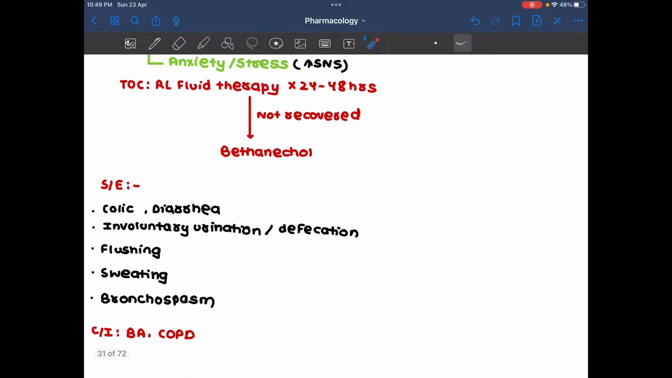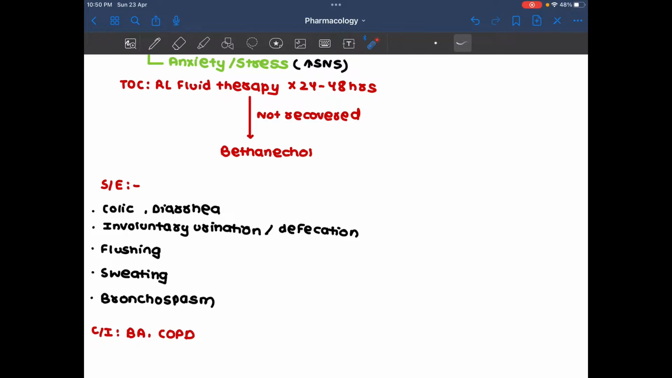Third, the patient might develop flushing. We know there can be vasodilation of the skin vessels, flushing, and sweating, as acetylcholine receptors are present on the sweat glands. That's mainly mediated by the sympathetic nervous system. And another is bronchospasm mediated by the M3 receptors. All of these are side effects of bethanechol.